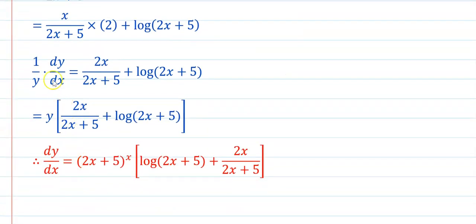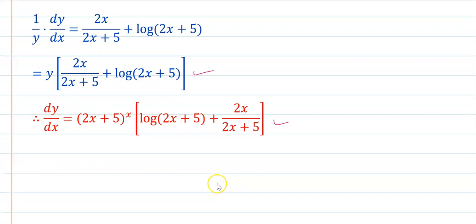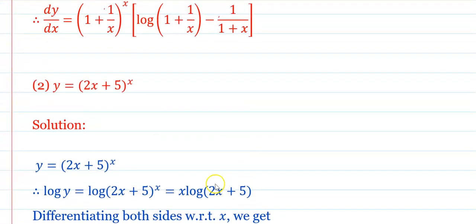And hence, dy/dx is equal to y into (2x upon (2x + 5) plus log of (2x + 5)). Okay. Substitute the value of y, which is (2x + 5) to the power 2x. And hence we have dy/dx, and that's equal to (2x + 5) to the power 2x into (log of (2x + 5) plus 2x upon (2x + 5)). Okay. Again you can have a look at that.